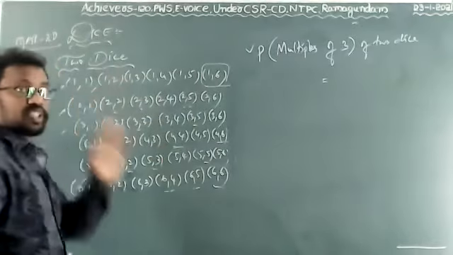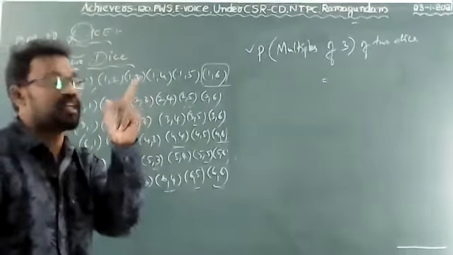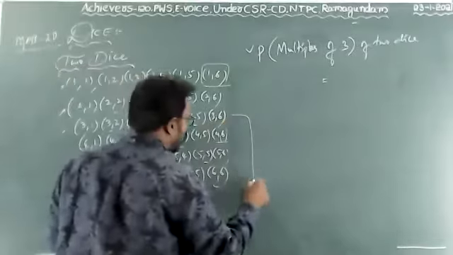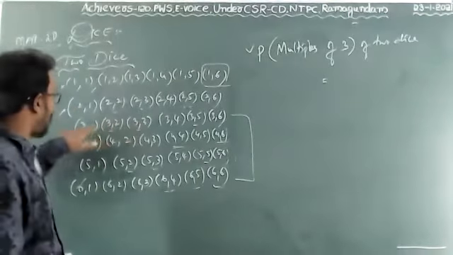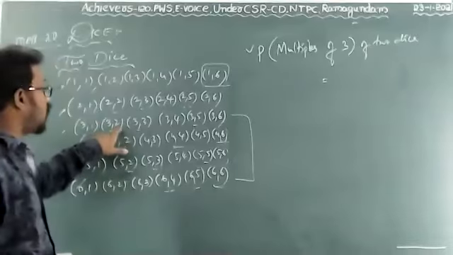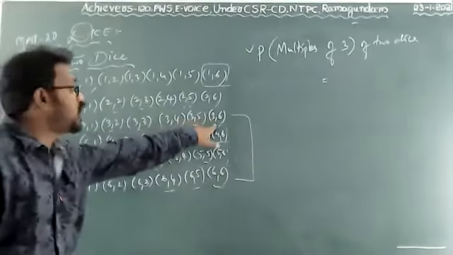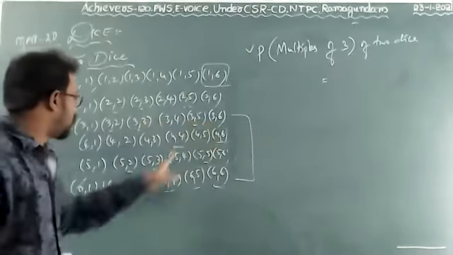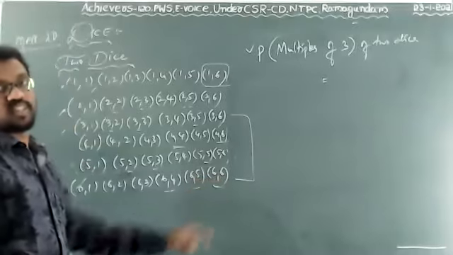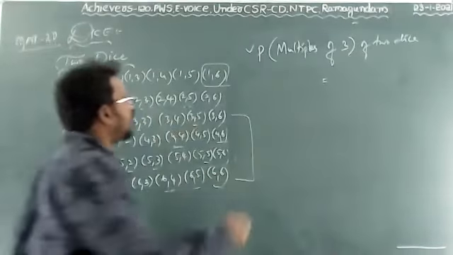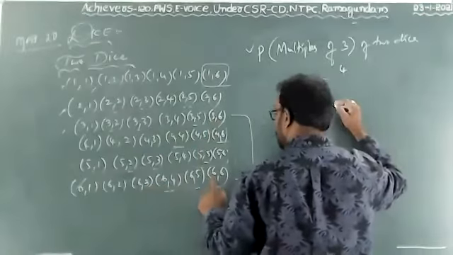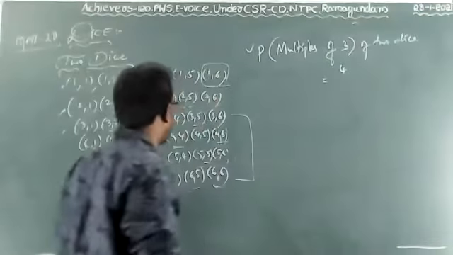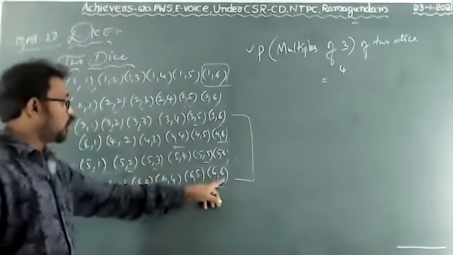So, first of all, multiples of 3 are 3 and 6. Means in this only you have to put. In this also you have to take 3, 3, because 3, 1 is not going, 3, 2 will not go, and 3, 6. 3, 3, 3, 6, 6, 3, 6, 6. Only those. How many are there totally? 4. Because these two only are multiples of 3.